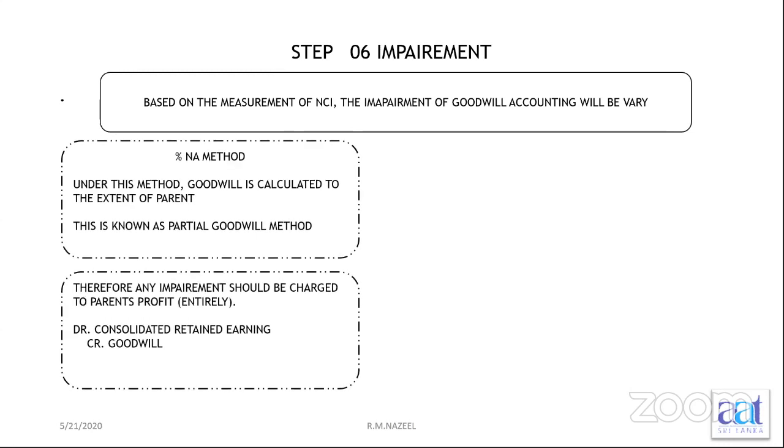Under the percentage of net assets method, goodwill is calculated to the extent of whom? Parent. This is known as the partial goodwill method. If it is partial goodwill, what do you need to do? Charge the entire impairment to the parent. What do you do? Debit consolidated retained earnings, credit the goodwill. Charge the entire loss to the parent: debit profit and loss of parent, credit the goodwill.